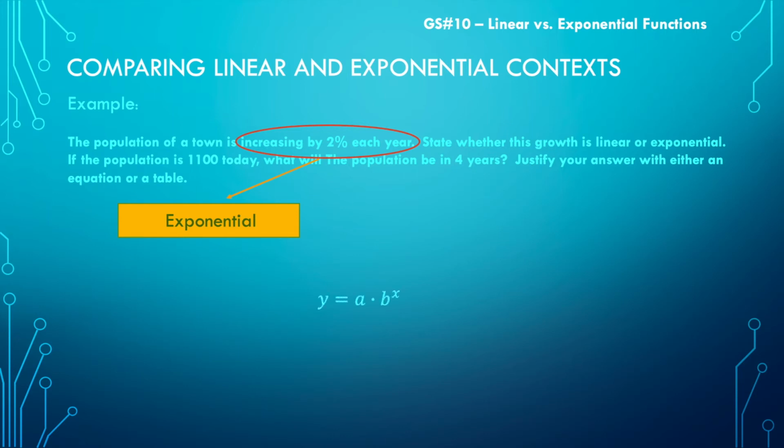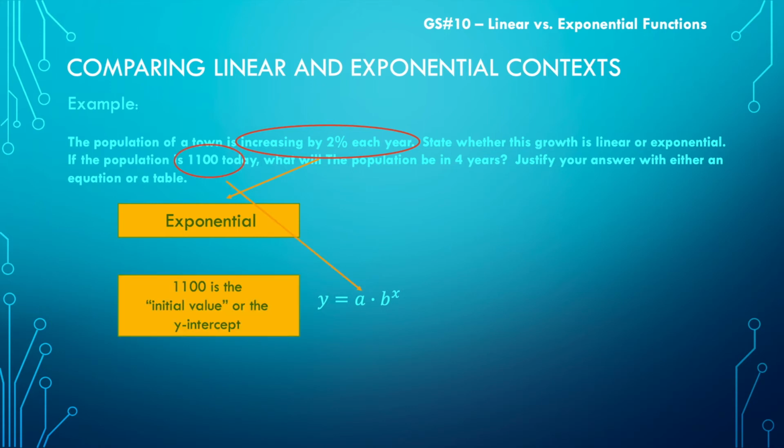Okay, so we know we've got something going on like this: y = a · b^x. Now remember that in an exponential context, a, that vertical stretch or shrink, also represents the y-intercept, which, if we're talking about a function of time, which this is, we are going to say is our initial value. And so our initial value of 1,100 goes in for the value of a.